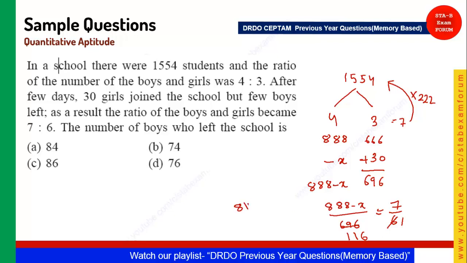So you will get 812, right? So 812 equals 888 minus X, so X will be 888 minus 812. So what you will get? Yes, 76. Okay, so 76, those who have found option D as their answer, they are correct. Okay, let's see the next question.